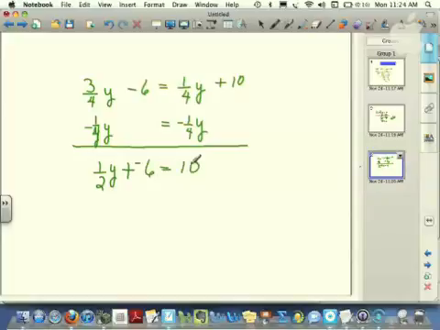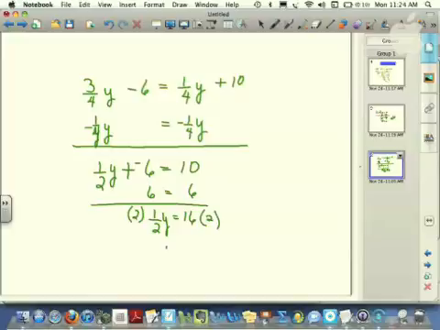Now I will add 6 to both sides of the equation. 1/2 y equals 16. Now I will multiply both sides by the reciprocal of 1/2, which is 2. So y equals 32. Solving equations with variables on both sides.